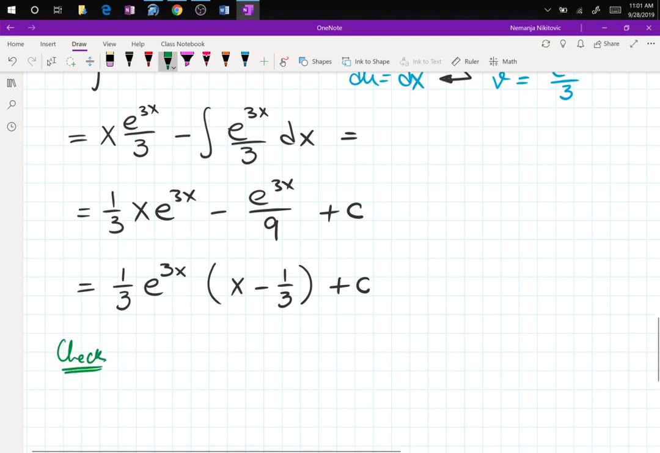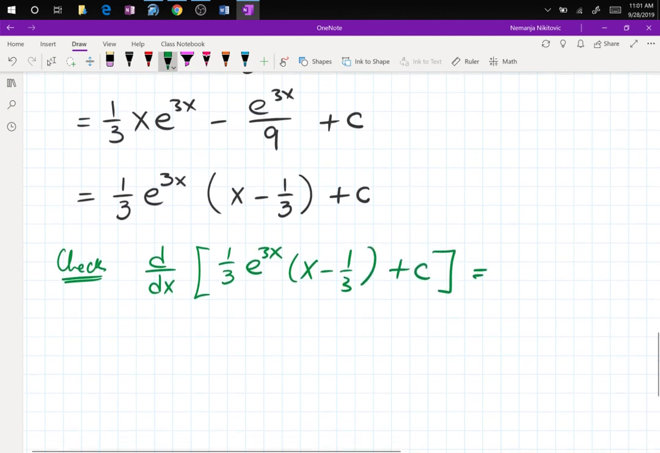So to check, we are differentiating 1/3 e to the 3x times x minus 1/3 plus c. And you will use the product rule between two different functions. Here's your function f, and here's your function g, and plus c is 0, so no one cares. So copy the first, which is 1/3 e to the 3x, times the derivative of the second. Derivative of the second is just 1.